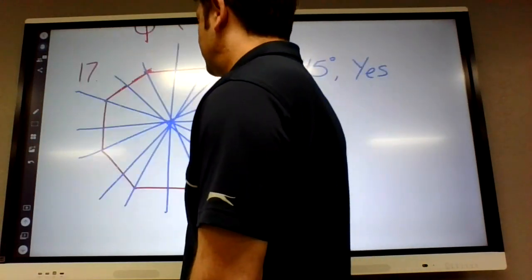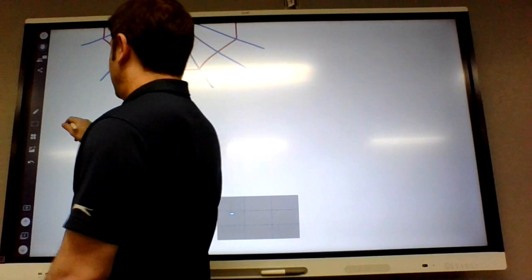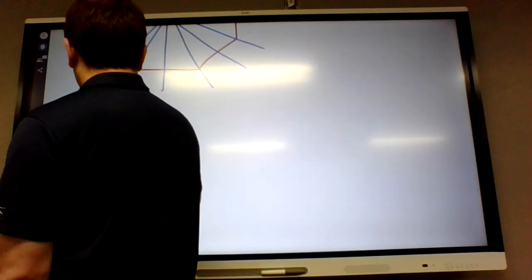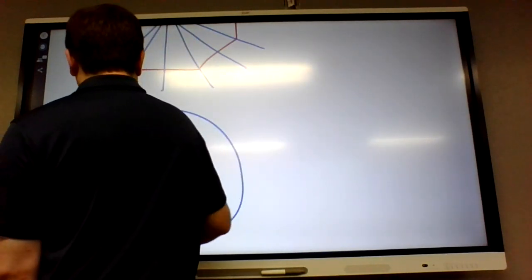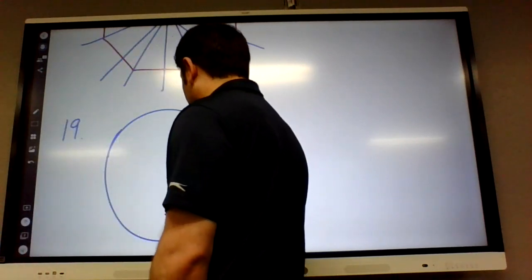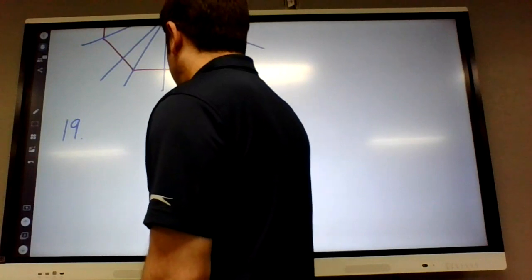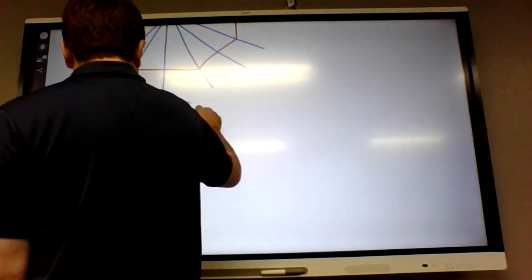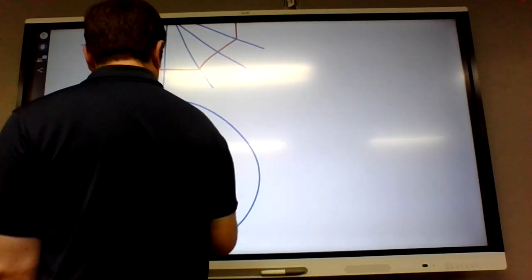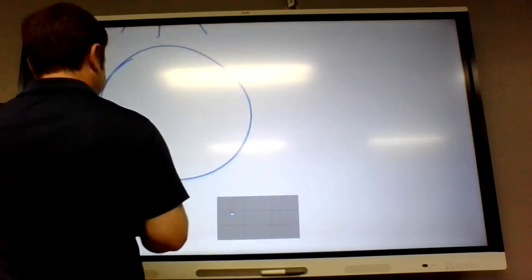19. A circle with one diameter. Now I mentioned this earlier. A circle with no diameters, just a normal circle, you would actually have infinite lines.